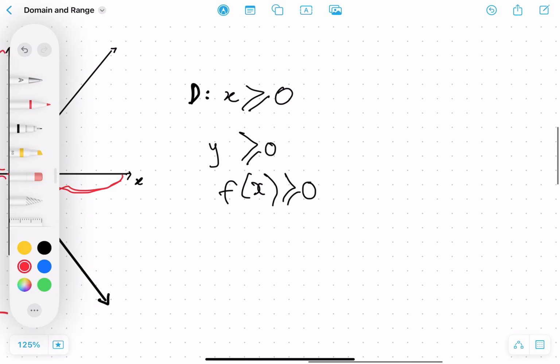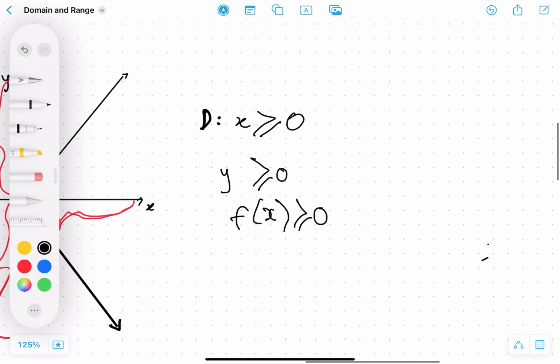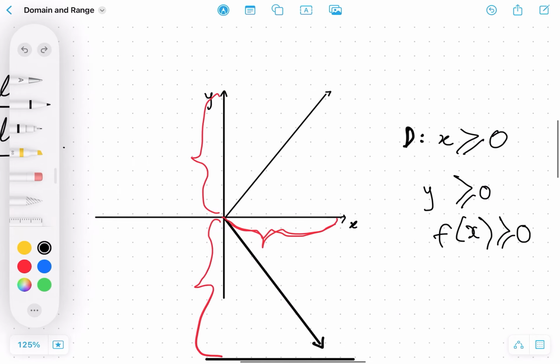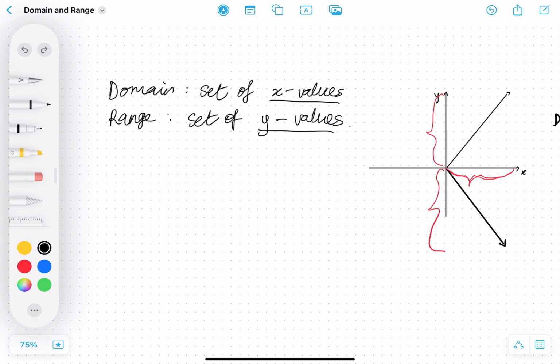So now the range of this function would be any real number, and the way we write that is y is any real number. Essentially, y is a member of the real number set, and that's how you write that for the range. And that's how you would find out the domain and range from a graph.